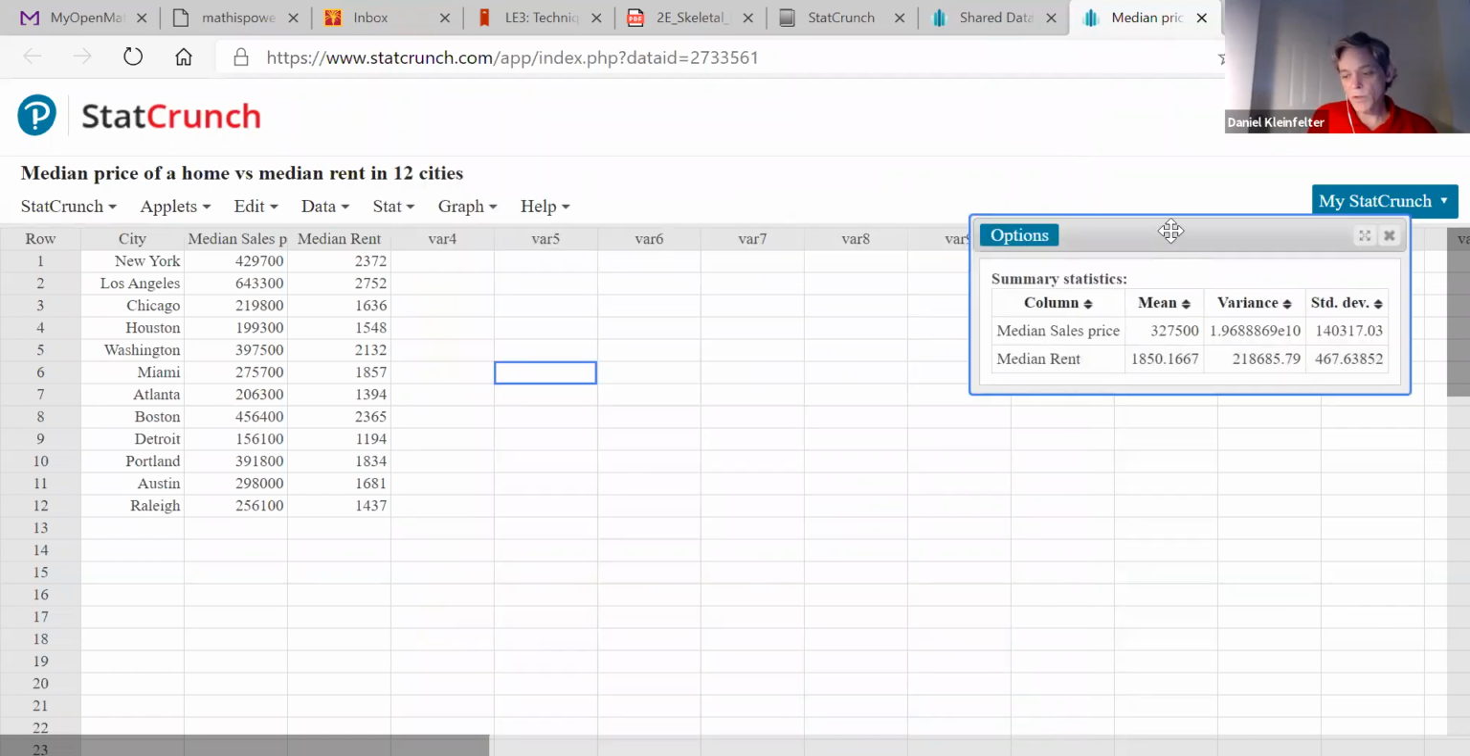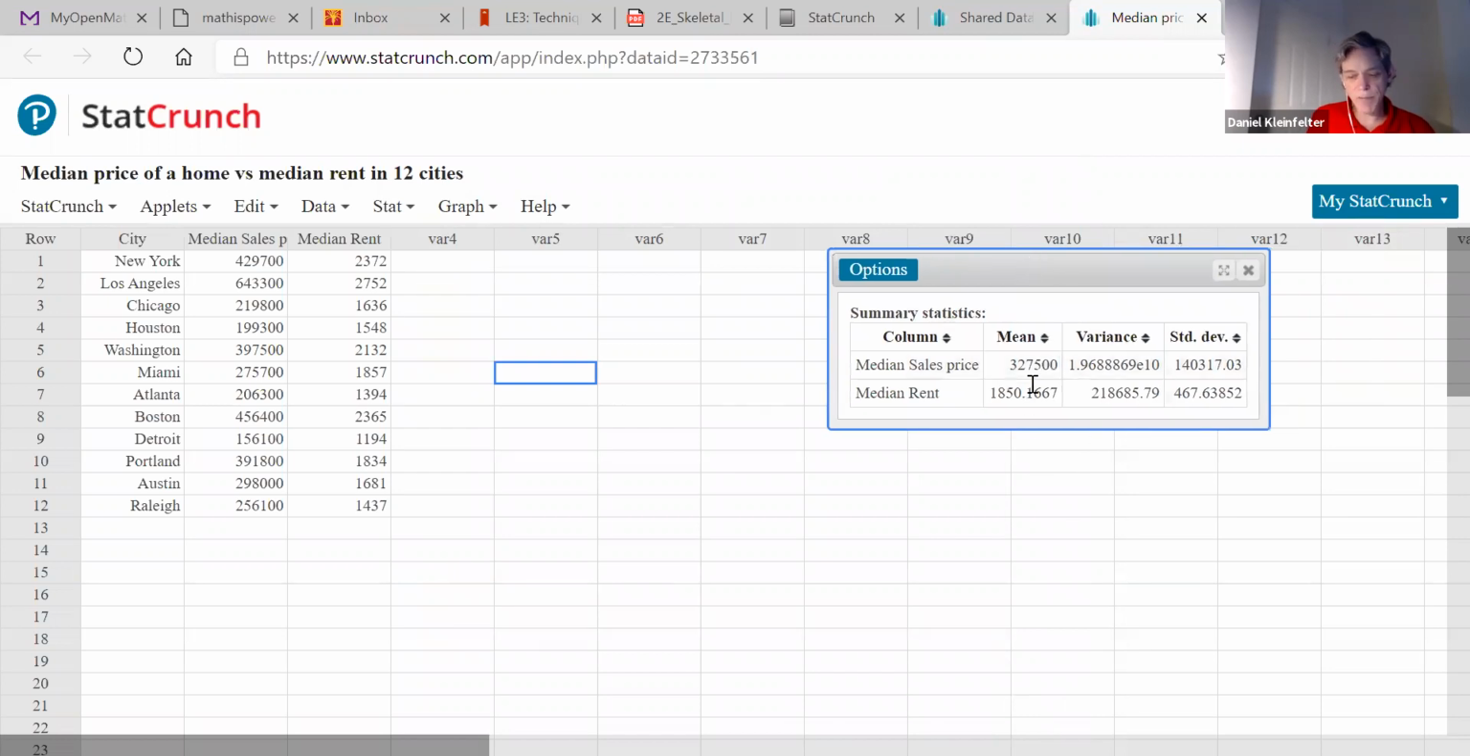Okay, so the thing is that we can't really compare the two standard deviations directly. One has a standard deviation of 140,000, but the other one's only 467. It's not really fair to compare those two because we have to compare them in the context of the mean. We can't just take the higher standard deviation among the sales price. We have to compare it to the mean. So let's go ahead and make that calculation.